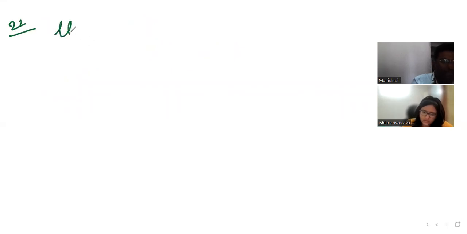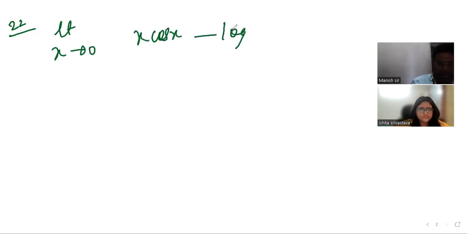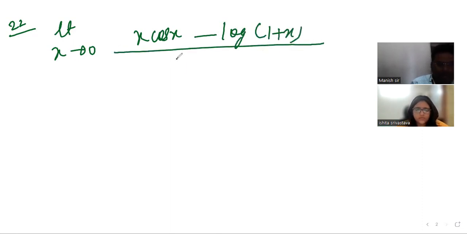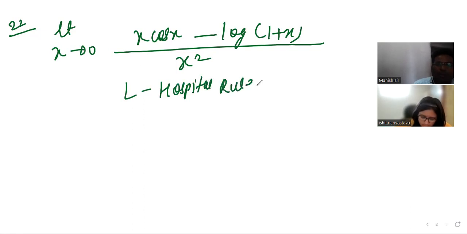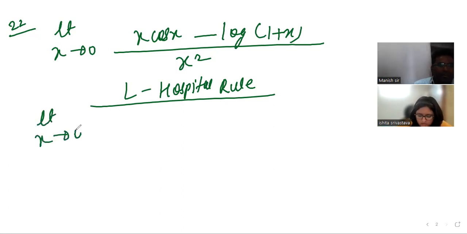So 22 is limit x tends to 0, x cos of x minus log of 1 plus x divided by x square. So we will apply here L'Hospital rule. In L'Hospital rule, we differentiate numerator and denominator. Then it will be equal to limit x tends to 0. We will apply here u into v rule for this one.